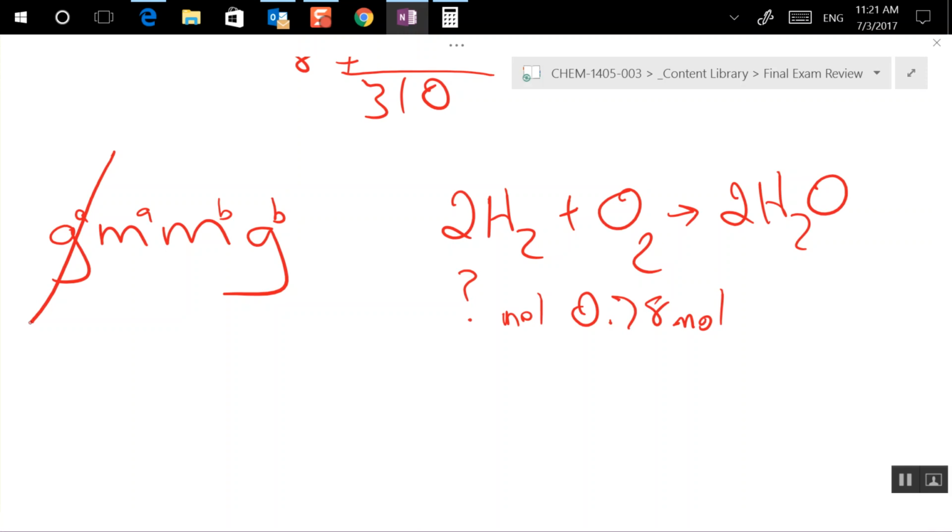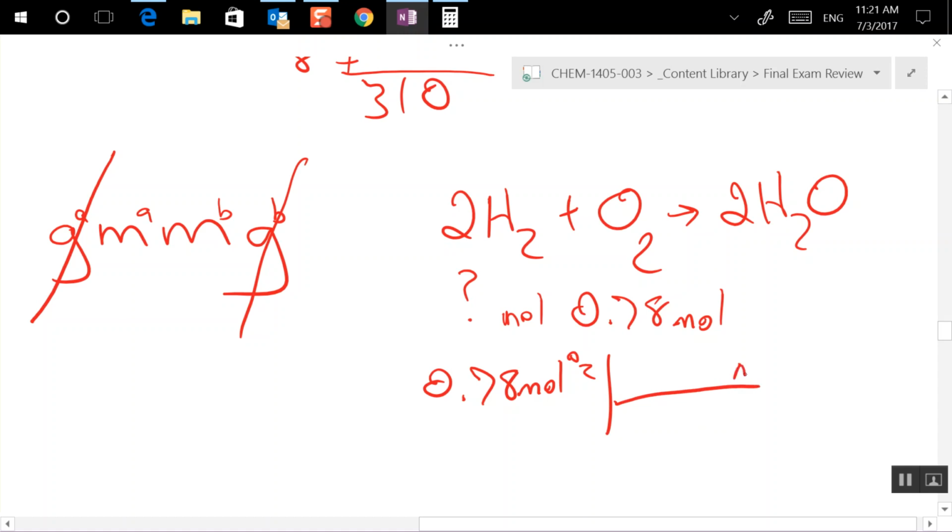M of B, because moles of hydrogen. I started with moles of oxygen. I'm going to go to moles of hydrogen. Just a one-step process there. So I eliminate both gram steps. They're unnecessary. Okay? So I would just say 0.78 moles of O2 to the moles of H2 from the moles of O2.